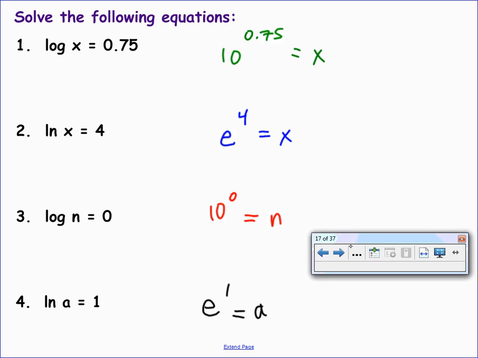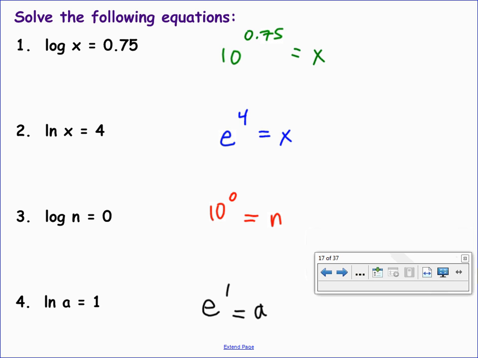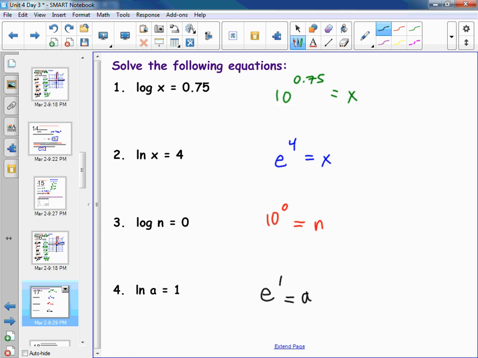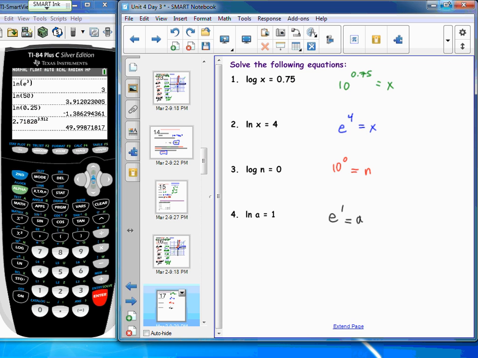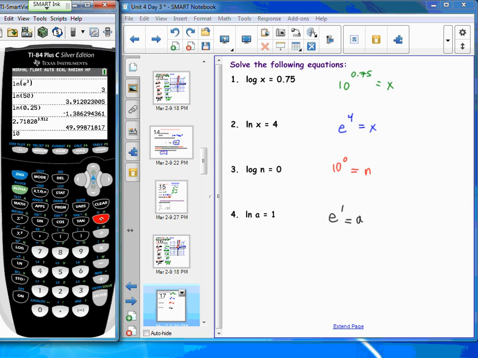Now let's go ahead and solve each of these. 10 to the 0.75, I have to do with the calculator. So we'll solve the first one for x. x equals 10 to the 0.75 is exact. I don't know what that is, so I'll get an approximation by doing 10 to the 0.75. And it looks like we're getting about 5.623, so that's about 5.623.